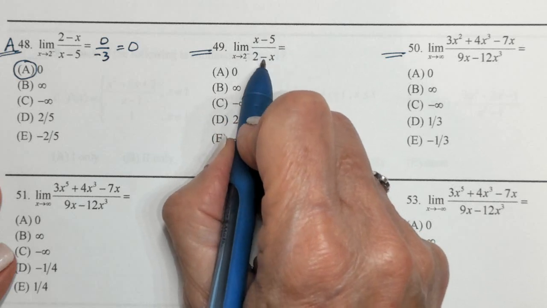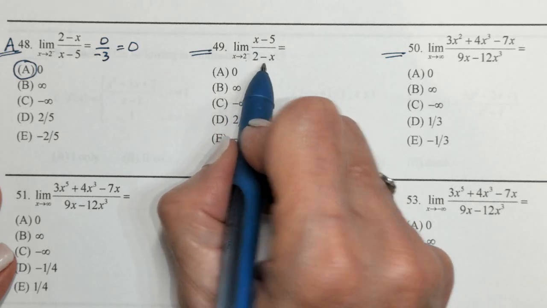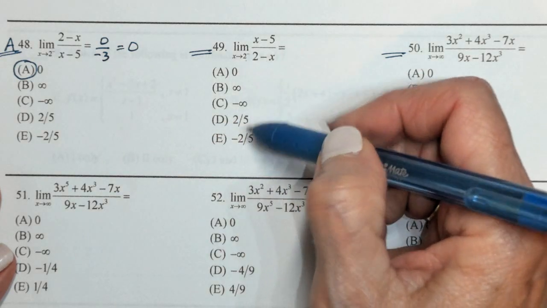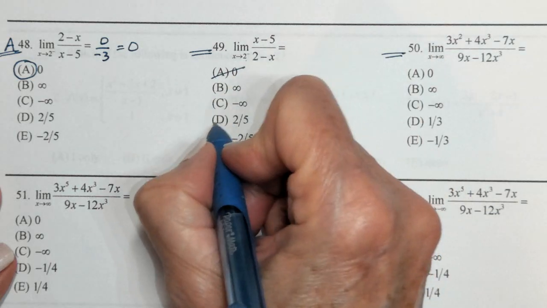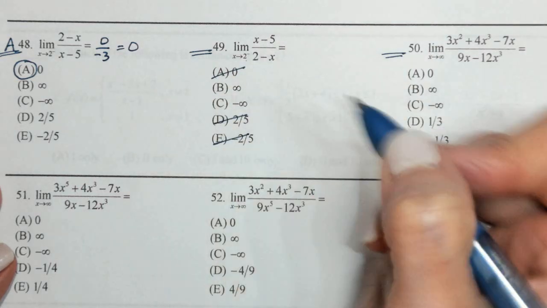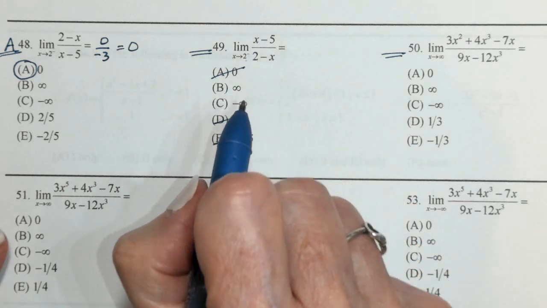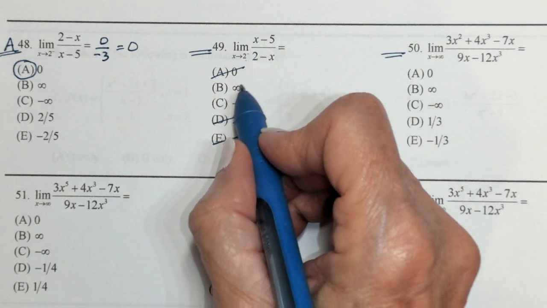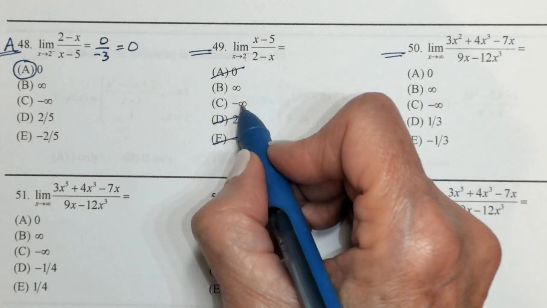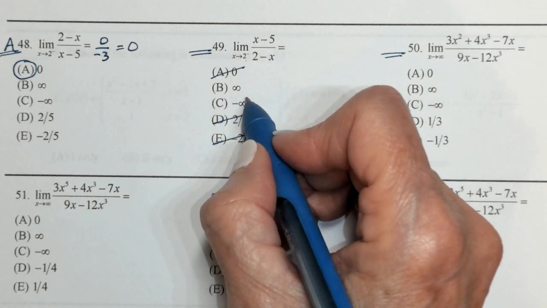So we have 0 on the bottom. I know this is DNE, but that's not one of my choices. However, I know it cannot be that, or that, because I have 0 on the bottom and not 0 on top. Okay, so it is DNE, but now we need to choose between the specific type of DNE.